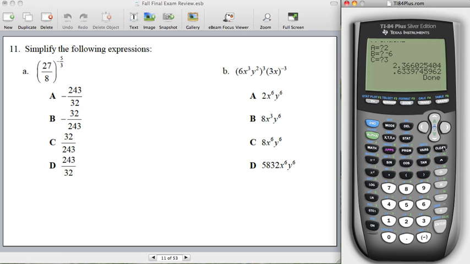I think my calculator over here died. Oh well. We'll use it later, I guess, if we need it.